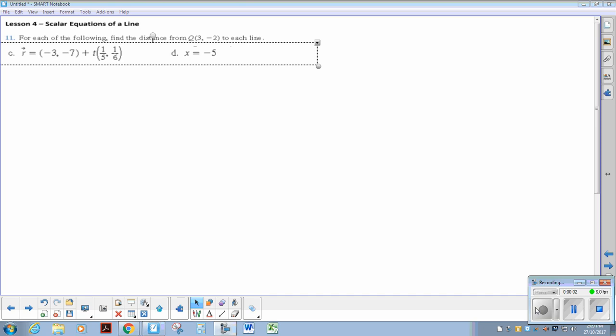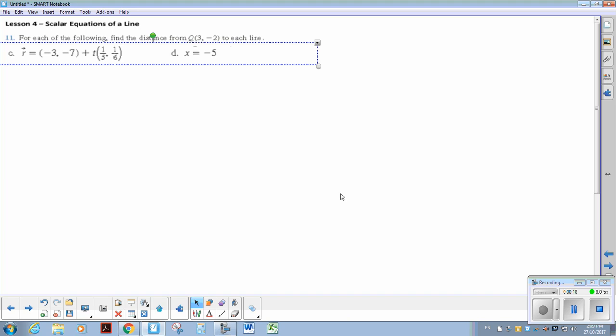Hello, I've had a question in the calculus course, Unit 2, Lesson 4, questions 11, C and D. For each of the following, find the distance between the point Q (3, -2) and each line.